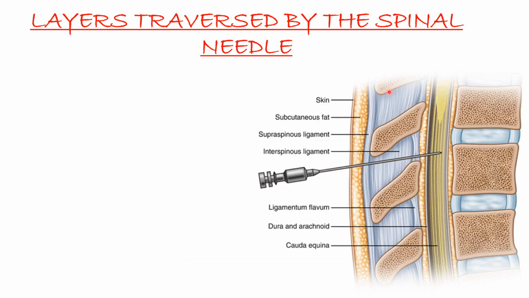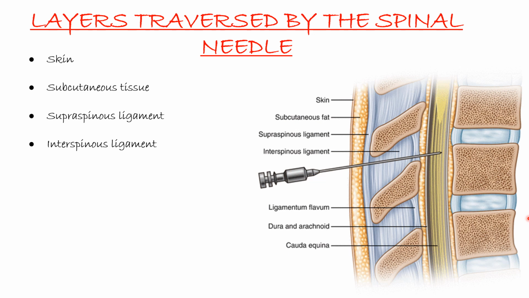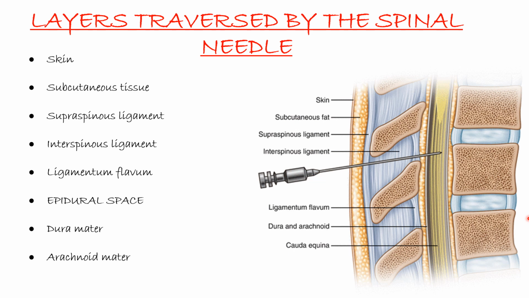Layers traversed by the spinal needle include skin, subcutaneous tissue, and then the supraspinous ligament, then the interspinous ligament, and then the ligamentum flavum, as you can see here, and then the epidural space, then the dura mater, then the subdural space, and the arachnoid mater.